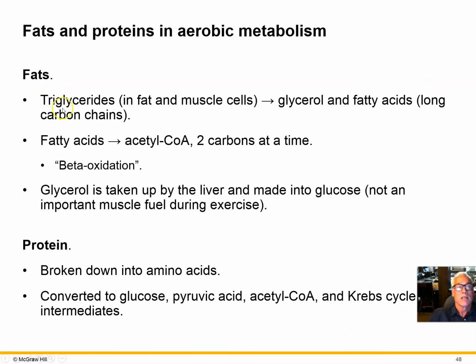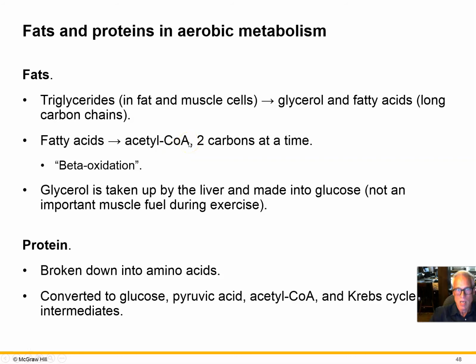Well, if you remember, fats are stored as triglycerides in adipose tissue and in muscle cells, and a triglyceride is made up of a glycerol backbone and 3 long-chain fatty acids. In order to utilize the fatty acids for energy, you need to break that thing back down. The fatty acids are released into the cytoplasm of the muscle cell or into the blood, and then through a process called beta oxidation, those long-chain fatty acids are converted to acetyl-CoA 2 carbons at a time.